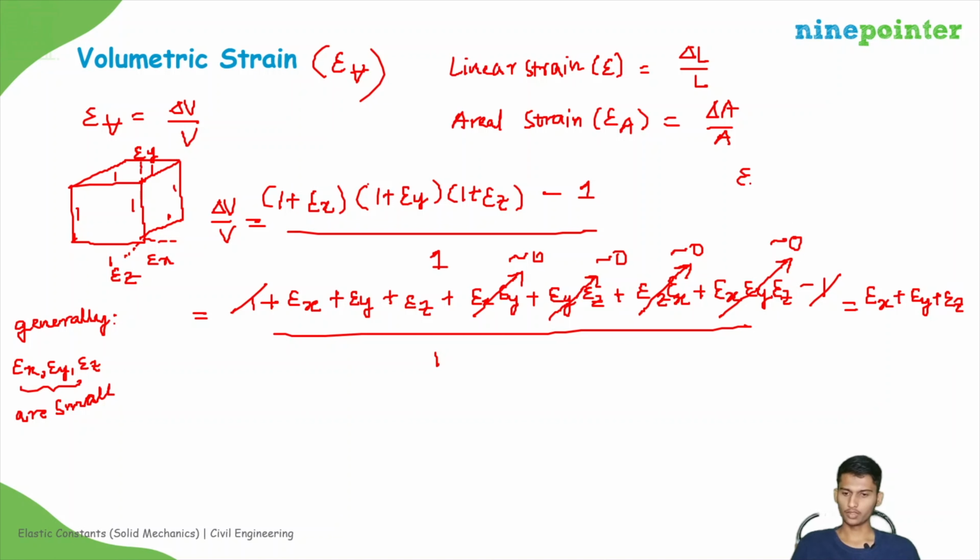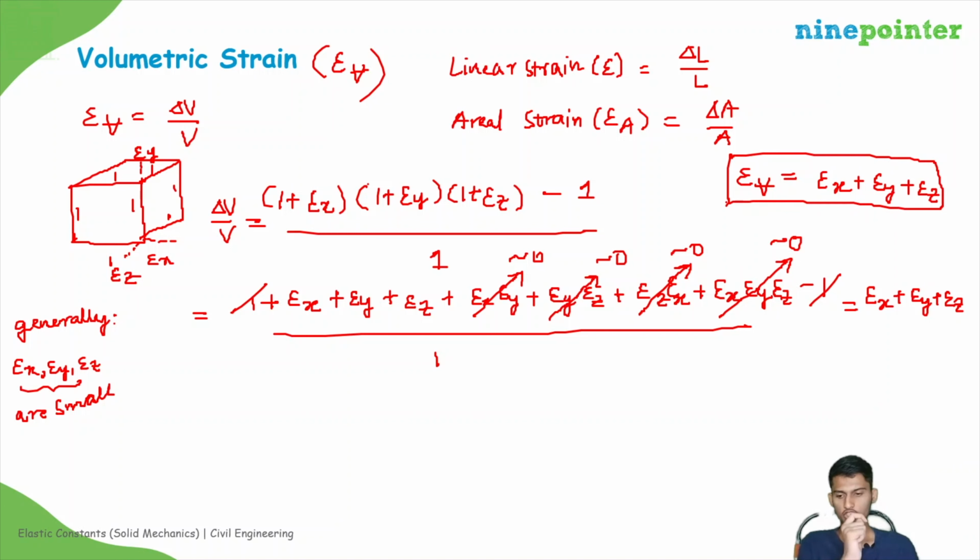So delta V by V, that is volumetric strain, will be equal to epsilon x plus epsilon y plus epsilon z. This is the approximated one. The original value includes the neglected terms also. So the original value will be greater than or equal to this value, right? So this is about epsilon V.